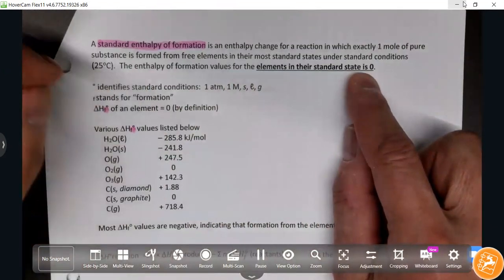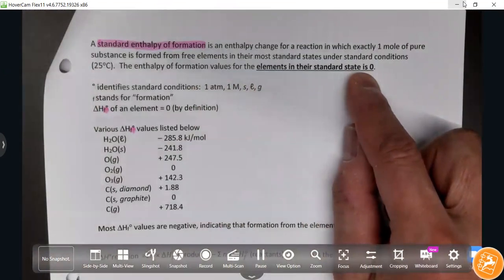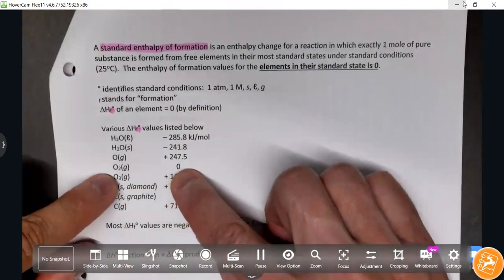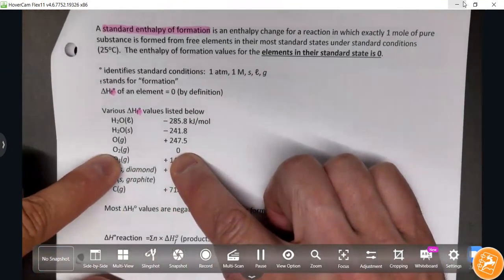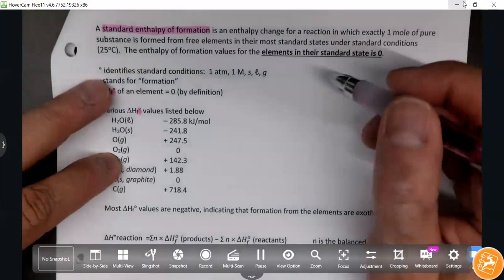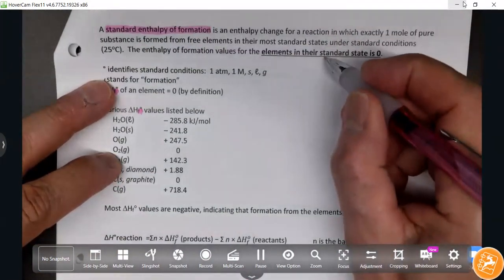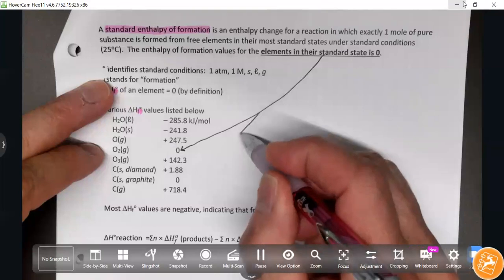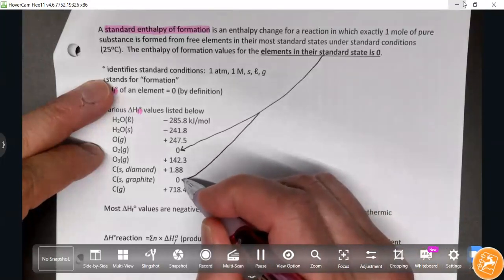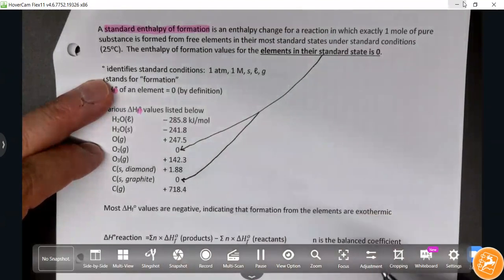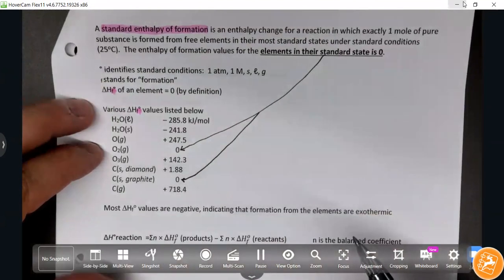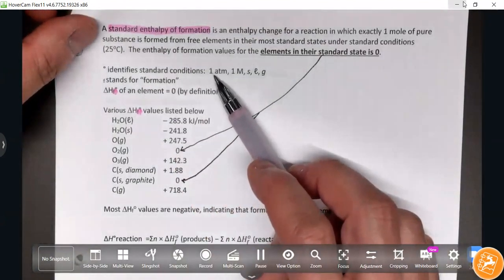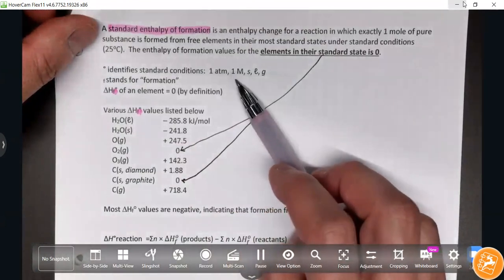So how much energy does it take to form gold? 0. You can pick it out of the ground if you're lucky enough, right? Oxygen gas is in the air. So down here, you see the standard enthalpy of 0. Elements in their most standard state. Another one is carbon's most standard state is just solid graphite, not diamond. Now, also, if we had pressure, it would be 1 atmosphere, and 1 molar solutions.